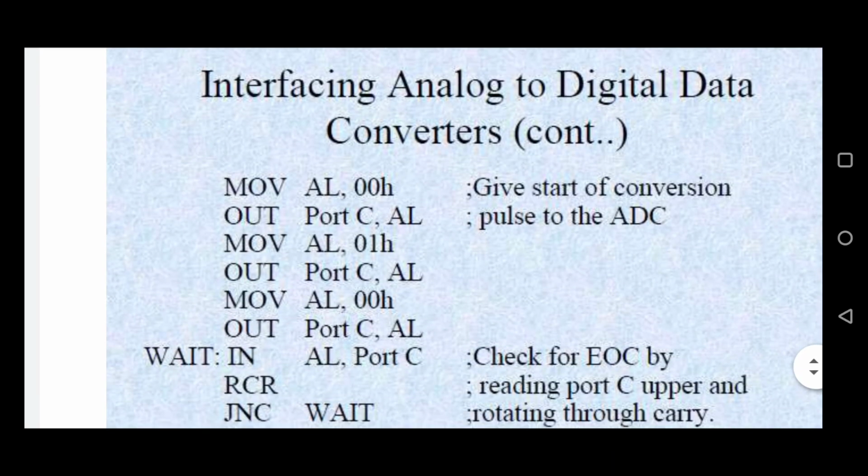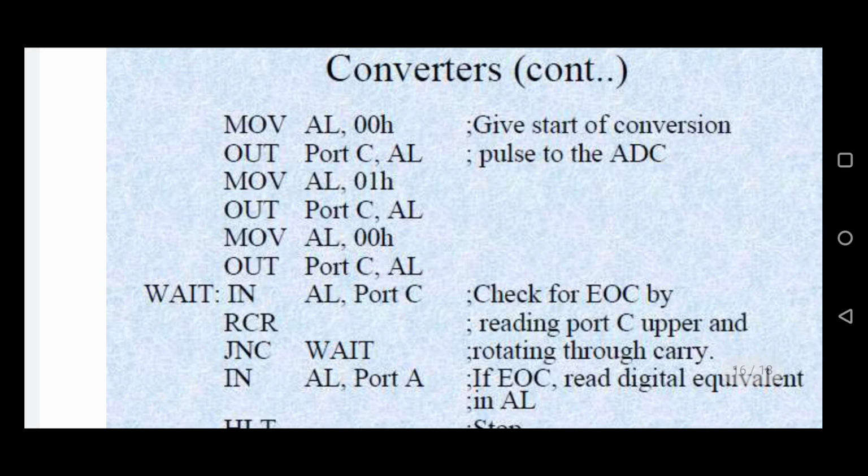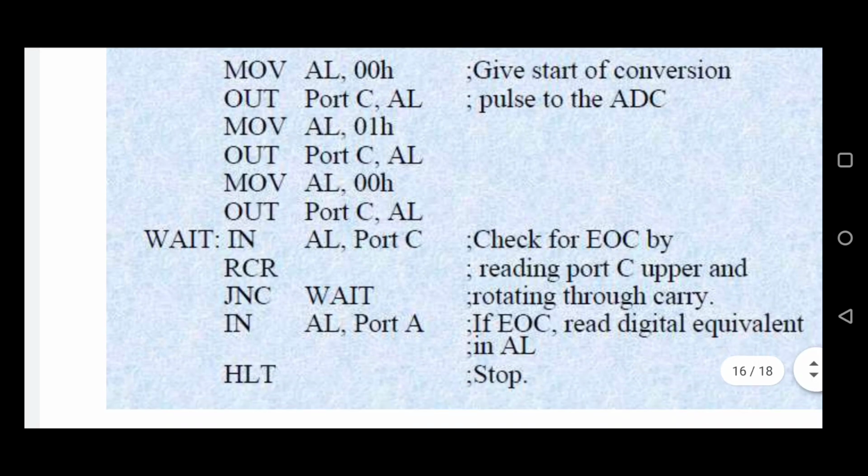At first we send a start of conversion signal to the ADC: MOV AL, 00 and OUT port C, AL. Port C upper acts as the start of conversion, and port C lower acts as the end of conversion. Here port C is checked for end of conversion, and we have to wait. RCR is rotate through carry. After that we wait: JNC wait.